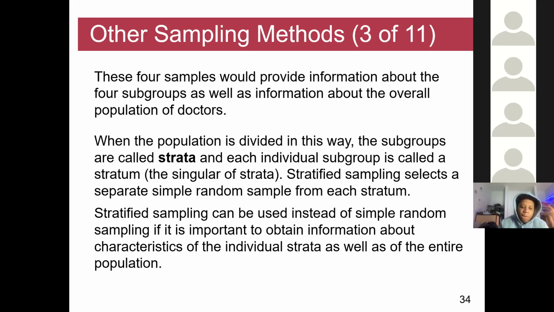So one group is called a stratum, and if you have more than one, you call them strata. Stratified sampling selects a separate simple random sample from each stratum, and each stratum is just a group, and each group is non-overlapping. That means a doctor couldn't be in 2 groups. That doctor's only in one of those groups, and the groups include all doctors. All right, so you've got the whole population, and you're selecting simple random samples from the 4 groups.